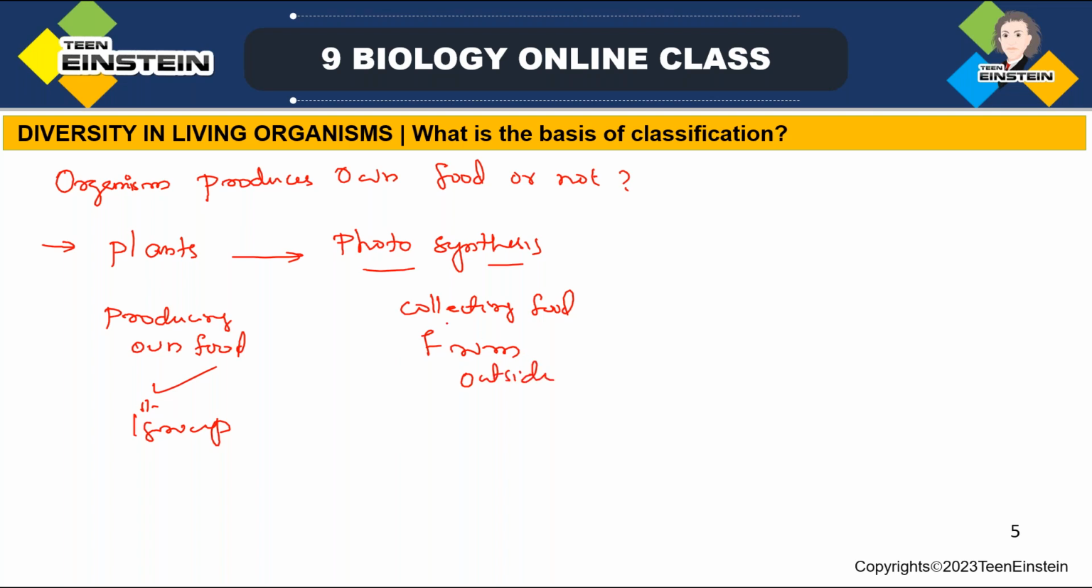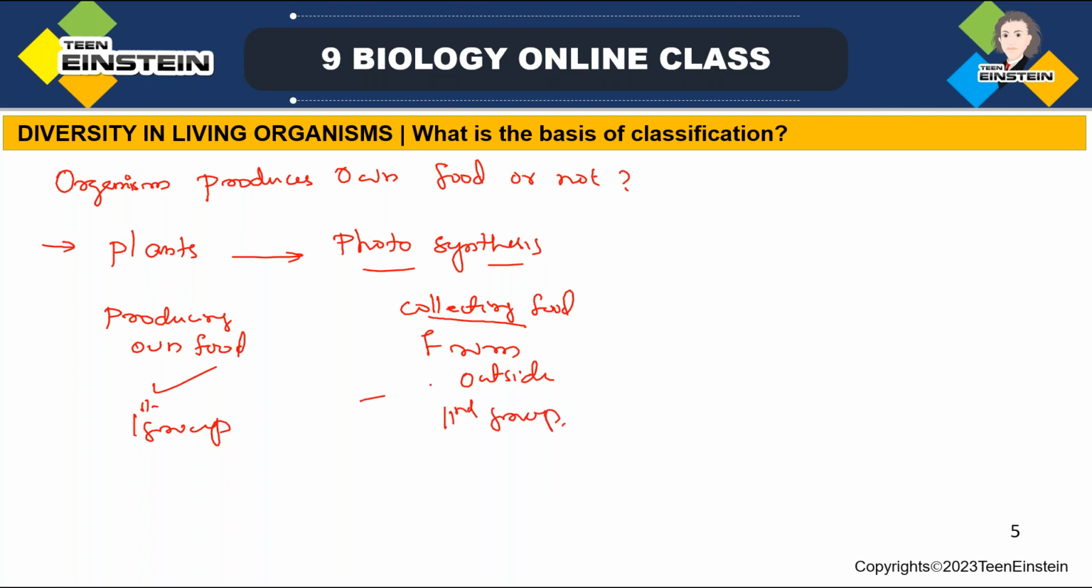Collecting food from outside. Okay, having food, collecting food from outside. So they're collecting food from outside. This is the second group.